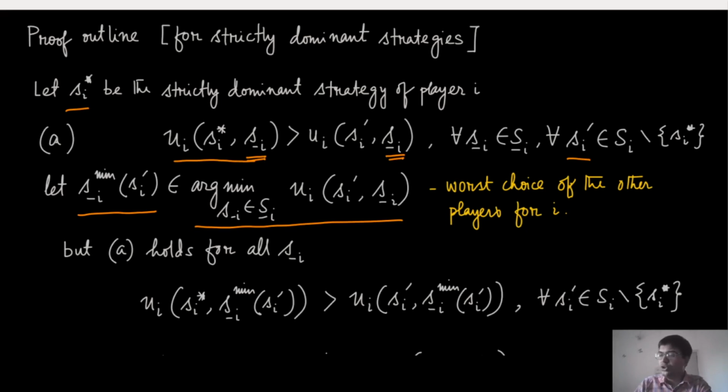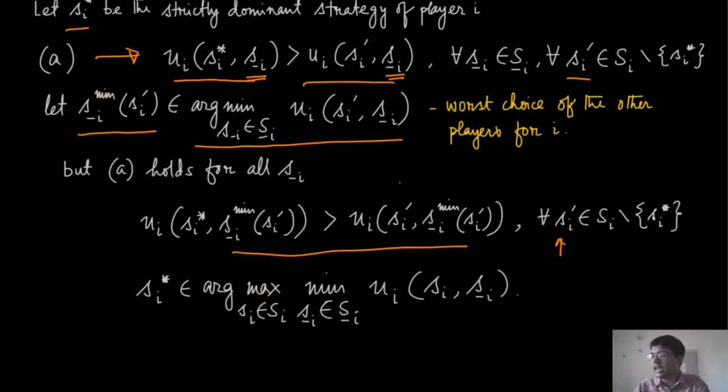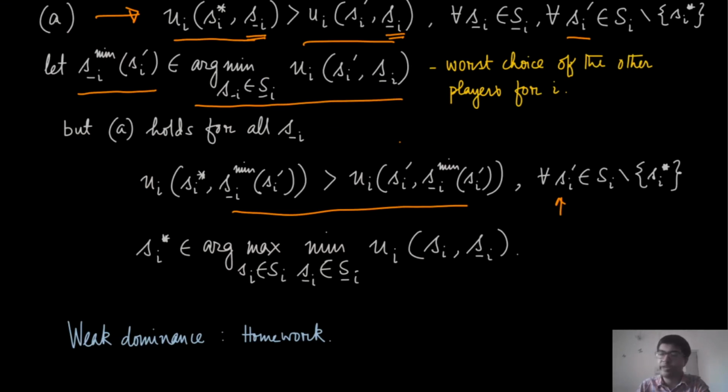Now, you notice that this inequality holds for every s_minus_i. So in fact, strictly dominant strategy is a much stronger notion. Therefore, whenever you are considering any other strategy, s_minus_i min of s_i prime, this inequality will also hold for that value. No matter whichever s_i prime you pick, you can always look at the corresponding s_minus_i min, which minimizes its value, and you can still say the same inequality holds.